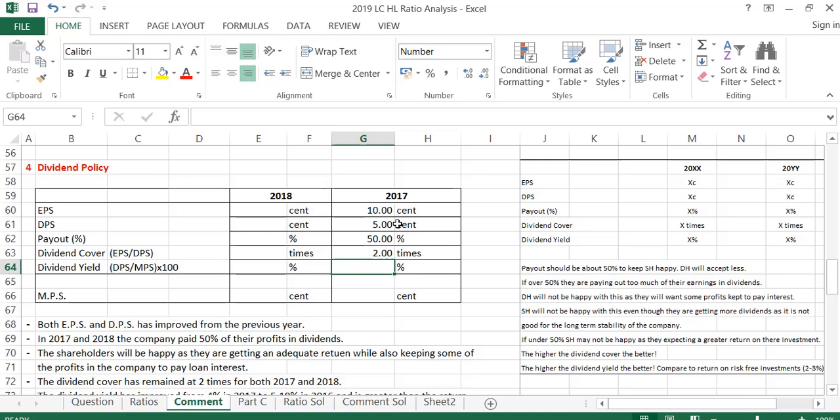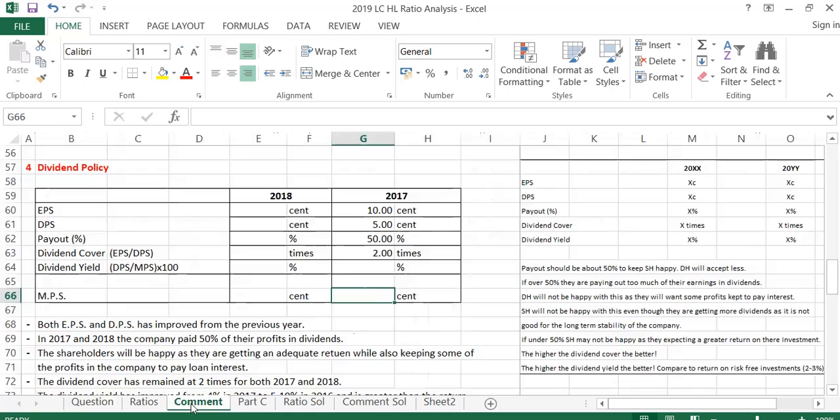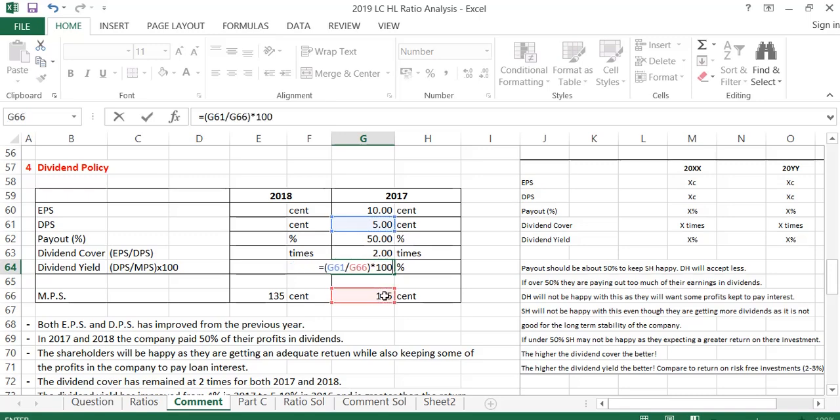And my dividend yield is the last thing. So my dividend yield is just my dividend per share. For the first 4 ratios, I've really only used earnings per share and dividend per share. For the dividend yield, again, it's going to be my dividend per share of 5, but this time I'm going to put it over my market price per share. Now, what was my market price per share last year? So last year it was 125, and this year it's 135. So I just put those in. Last year was 125, and this year is 135. Okay, so to work out my dividend yield, it's equal to my dividend per share, which is 5, divided by my market price per share, which is 125, multiplied by 100.